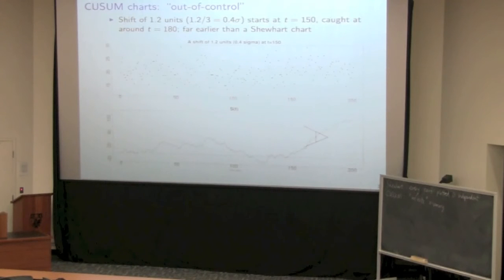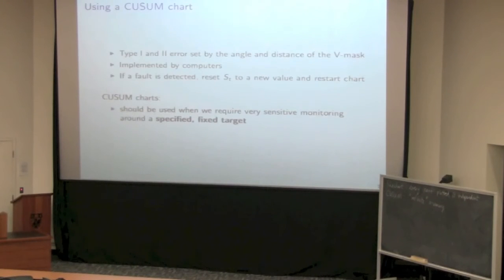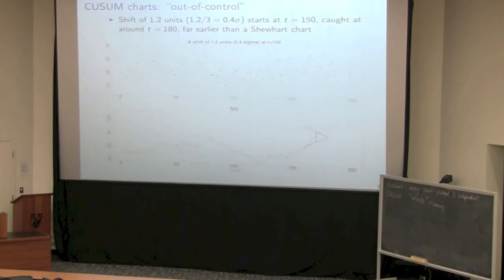Now, one way we use the CUSUM chart is that, let's say a problem is detected, you figure out that this line crosses the arms of the V-mask. What we do is, at that moment, once we fix up the problem, we reset the CUSUM chart back to zero, and you start over again. So that infinite memory is used loosely. It's infinite up to the last time you reset the chart.